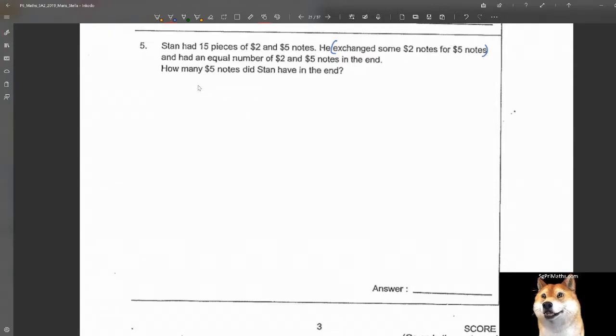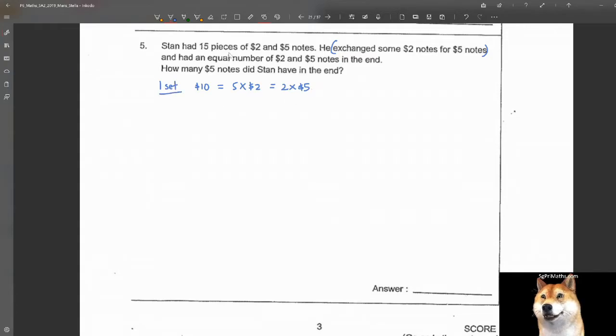So we know the lowest common multiple of $2 and $5 is $10, which equals 5 pieces of $2 and also equals 2 pieces of $5. So the minimum exchange between them is 5 to 2. So we can say that it is one set.